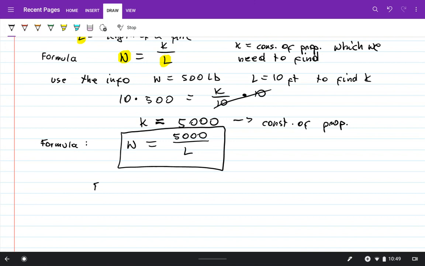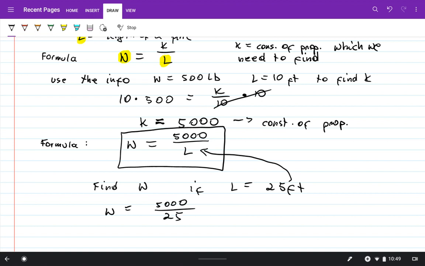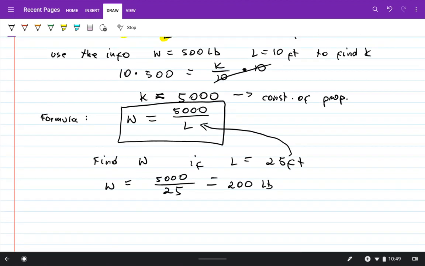So find the maximum weight if the length of the pine is equal to 25 feet. So we're going to replace L with 25, and we have W equals 5,000 divided by 25, and that will give us 200 pounds. Okay, so that's the answer, 200 pounds.